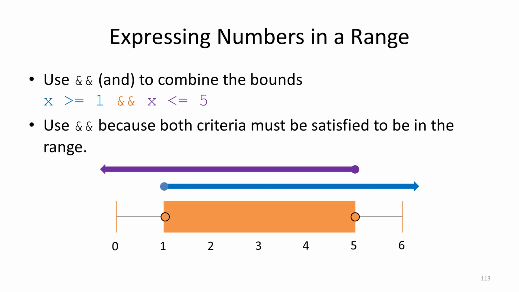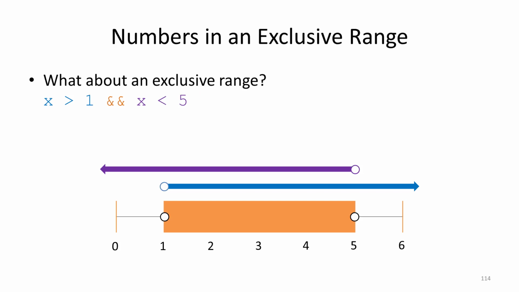That will be the compound condition to express a number between 1 and 5 inclusive. How about an exclusive range? An exclusive range is when the end numbers are not included in the range. So those would be a strictly greater than and a strictly less than. On the number line you see, it is bubbled out to indicate that those numbers, the 1 and the 5, are not included in the range.